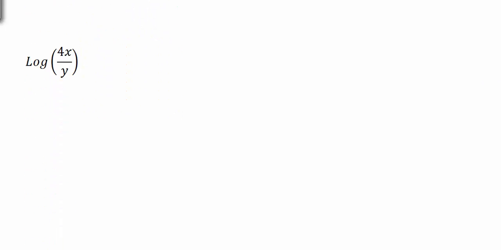Here's another example of looking at some of the properties combined. Again, you may want to pause the video to see if you can try this one. We have the log of 4x divided by y. There are a couple of ways we can look at this, and it can be a little tricky. We have 4 times x on top, but then we're dividing by y. So we could think of the main operation as division, and first start by writing log of 4x minus the log of y.